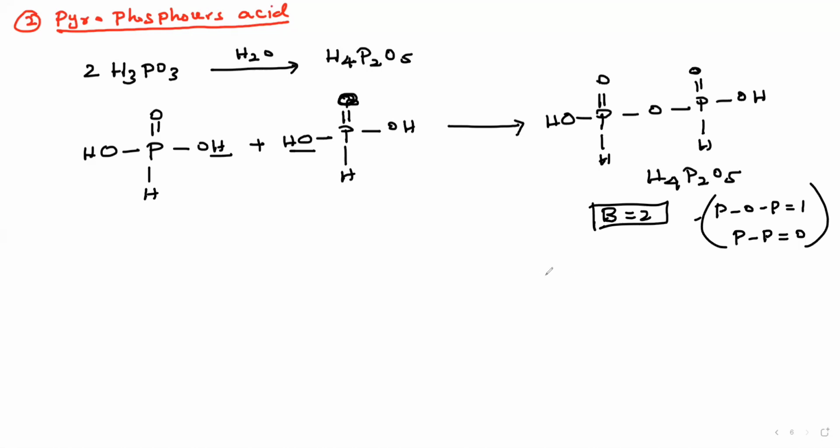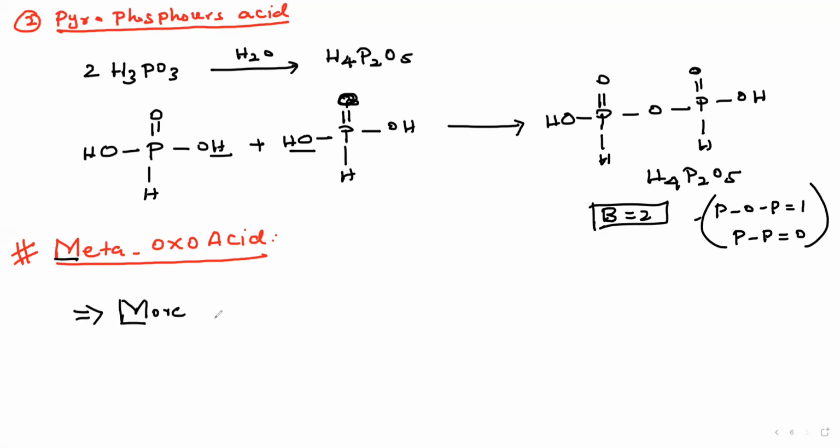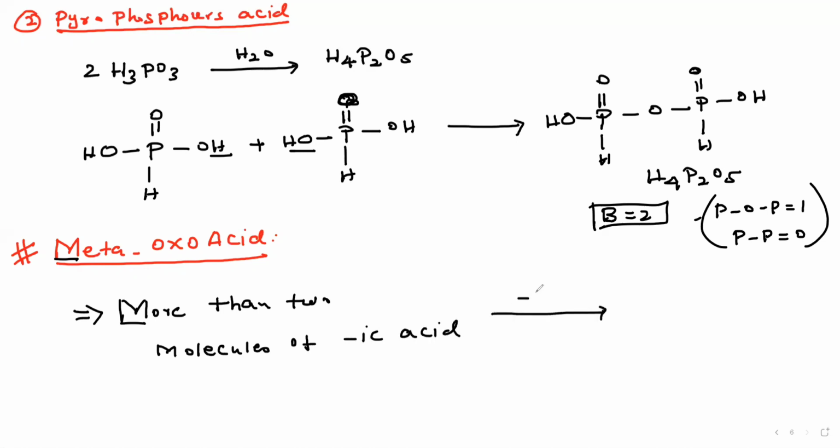Second series: please note metaoxo acid. Very important. Very simple. Take more than 2 molecules of ic acid and remove the water molecule. I put NH2O. I get meta acid.